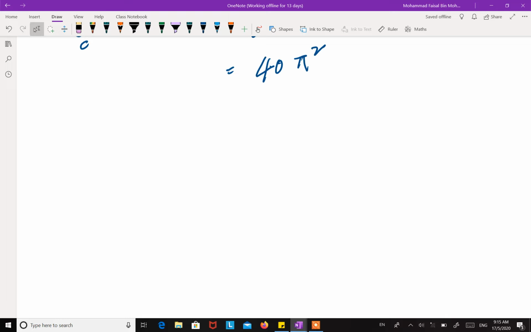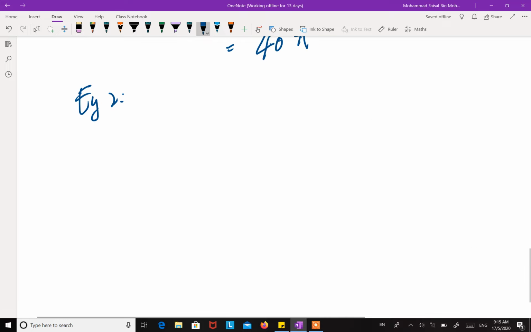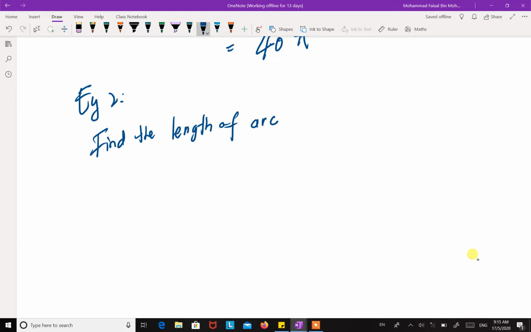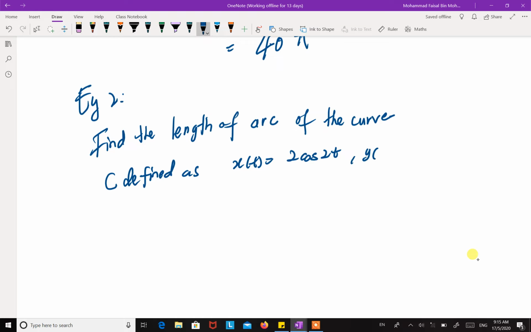Okay, example 2. Find the length of arc of the curve C defined as x(t) equals 2 cos 2t, y(t) equals 2 sin 2t, z equals 3t, and your t is between 0 and 1.